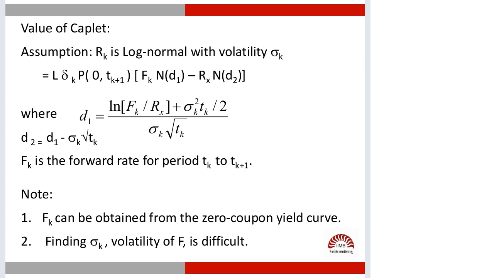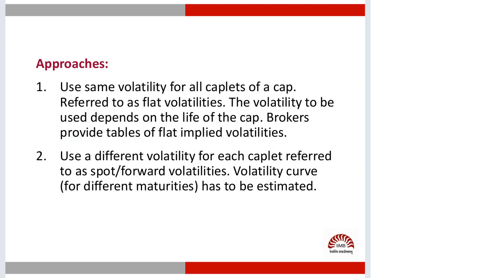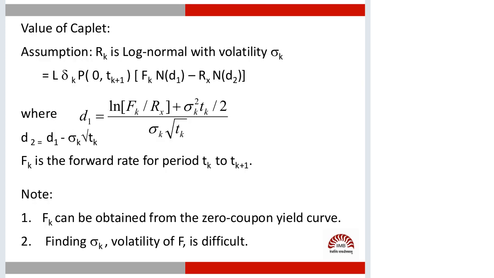Now there are two problems that you end up having with F_K and all of that. The first one is, where do you get F_K from, and where do you get sigma_K from? Well, F_K can be obtained from the zero coupon yield curve that we have. Essentially, if we have the spot curve, there is a way by which you can calculate the forward rates. So that's not so much of a problem. But the second part is that you need sigma_K, which is nothing but the volatility of the forward rate, and that is extremely difficult to get.